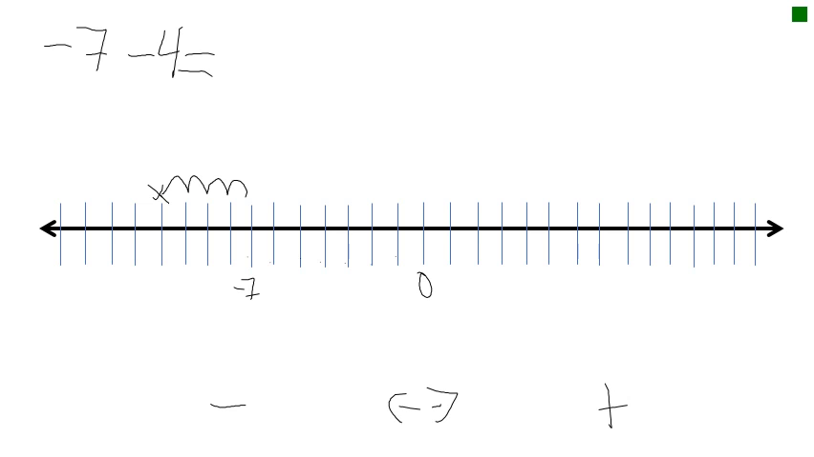4, our start point was here. We ended up here. That should be -11. We have -7, -8, -9, -10, and then we end up with -11.